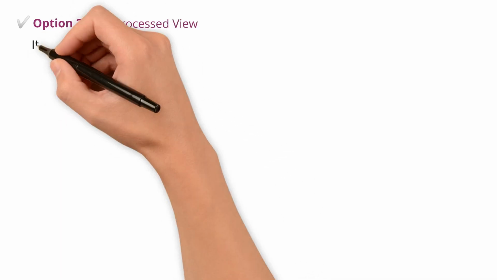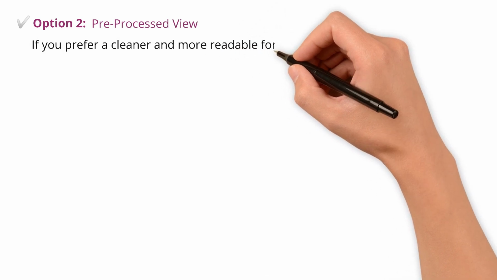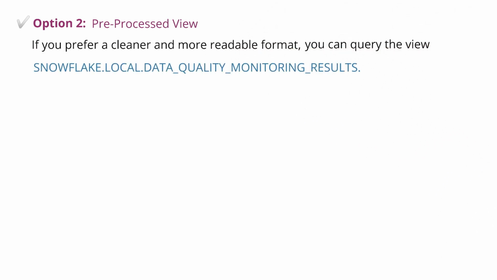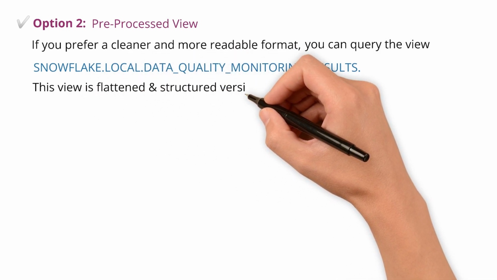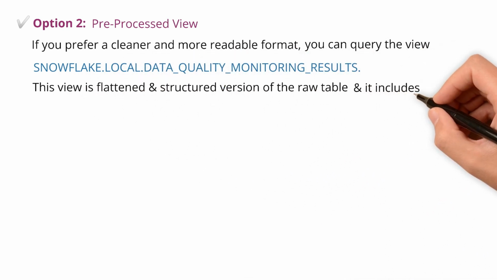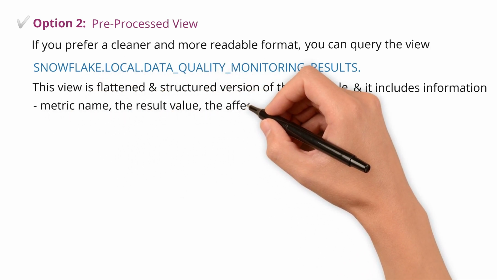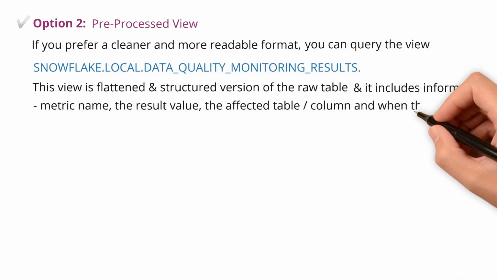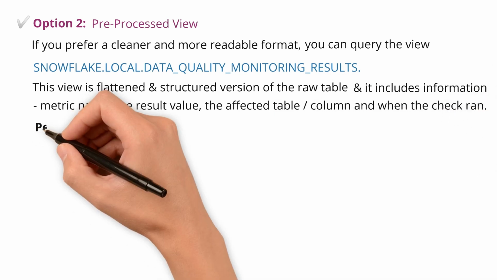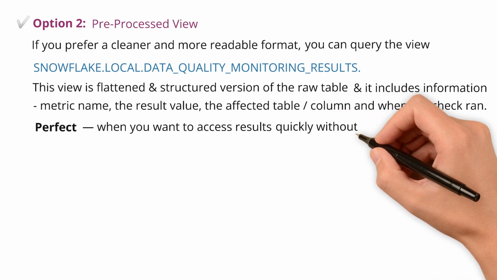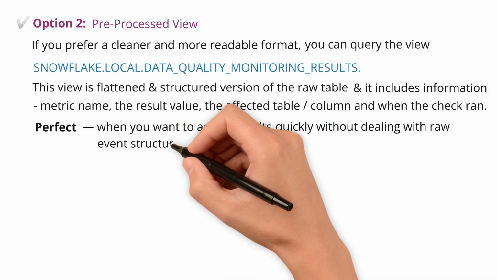Option 2, pre-processed view. If you prefer a cleaner and more readable format, you can query the view. This view is a flattened and structured version of the raw table, and it includes information like the metric name, the results value, the affected table or column, and when the check ran. It's perfect when you want to access results quickly without dealing with raw event structures.